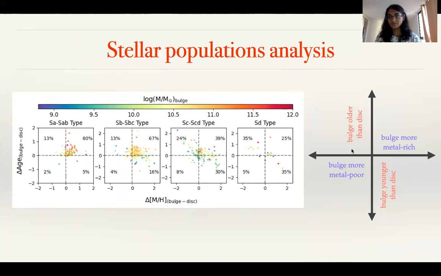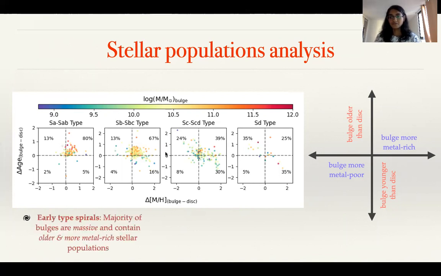This is a quick schematic of the positions of relative ages and metallicities in the plot, with the bulges that are older than the disk occupying the upper regions and the bulges younger than the disk occupying the lower regions. The more metal-rich bulges sit on the right of this plot, while the more metal-poor bulges sit on the left.